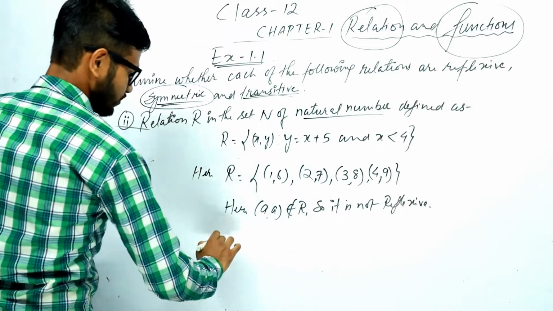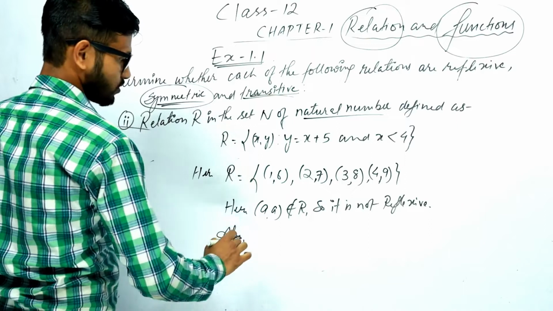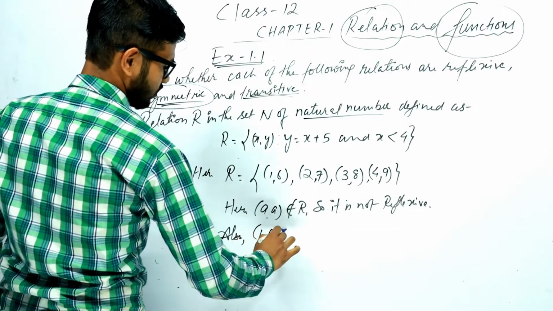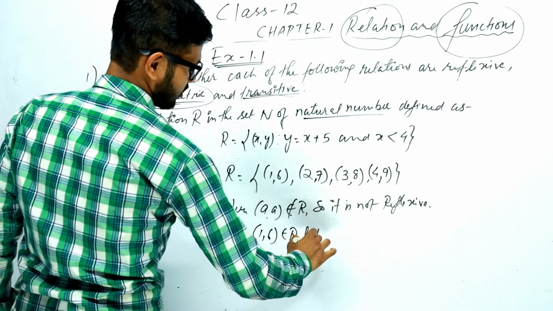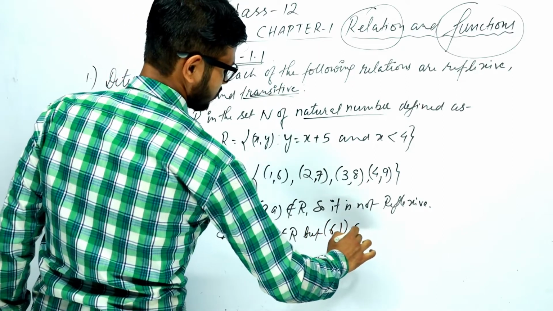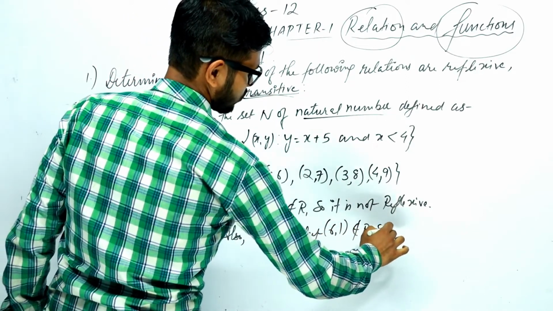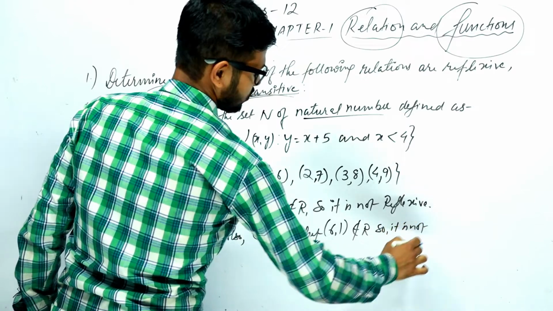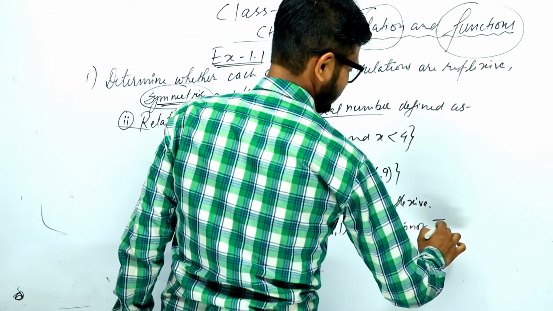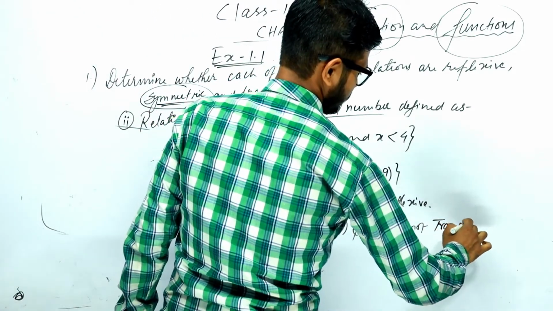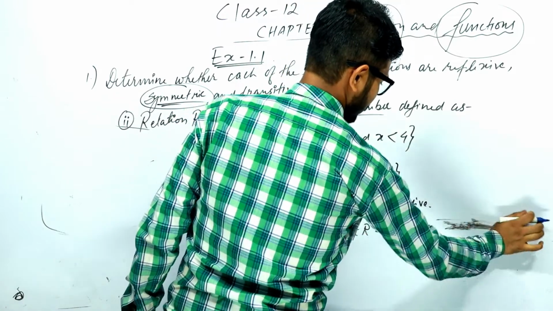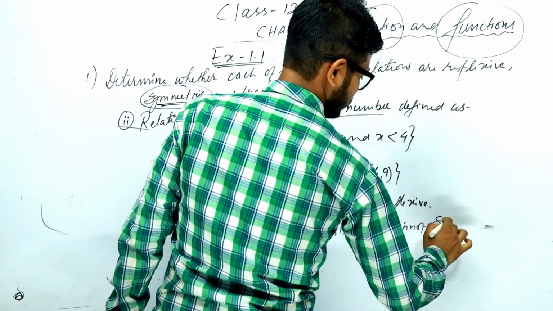Also 1 comma 6 belongs to R, but 6 comma 1 does not belong to R. So it is not reflexive. So it is not symmetric.